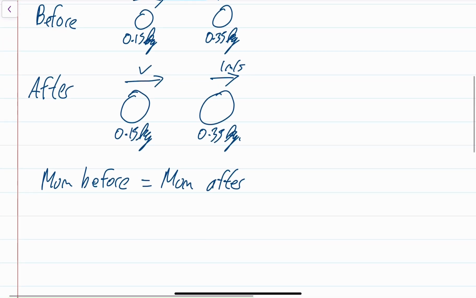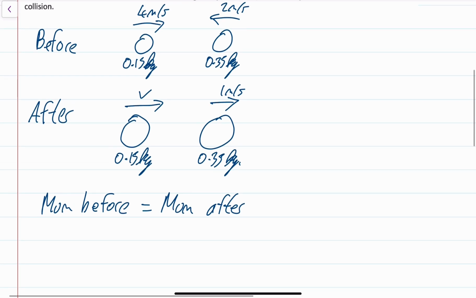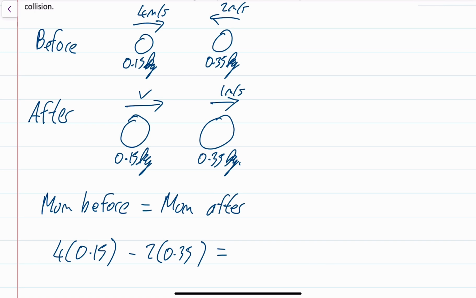So the momentum before is going to be just 4 times 0.15. So you can see I'm considering anything going to the right as positive. So then that 2 is going the other way, so it's minus 2 times 0.35. And that's going to be equal to my 0.15, and I'm considering my V to be positive, and then minus the 1 times the 0.35.